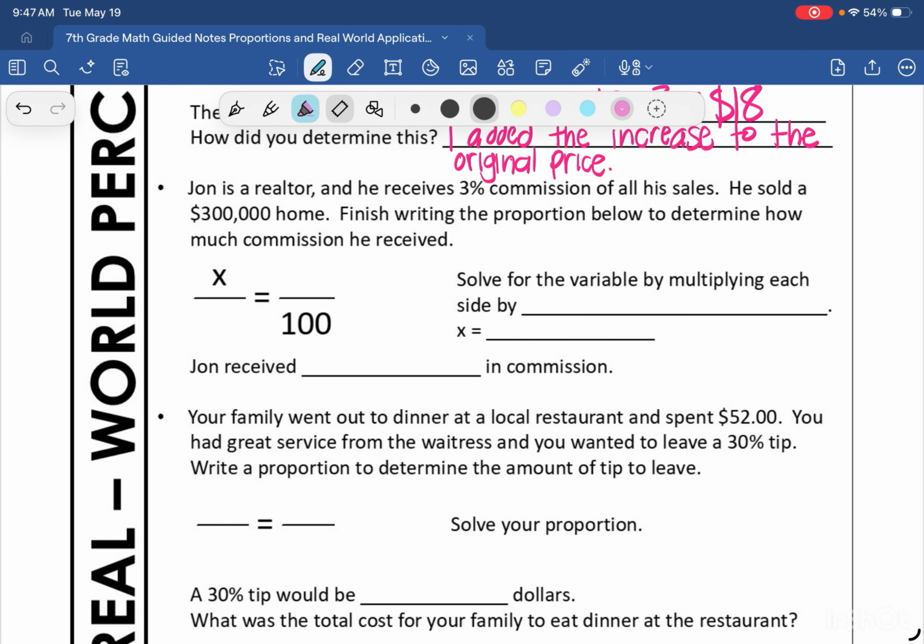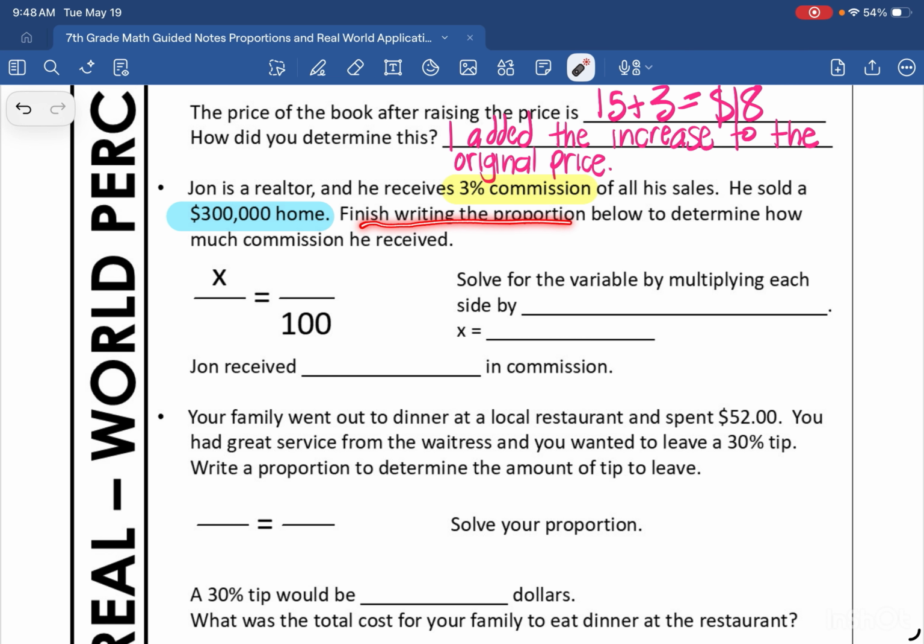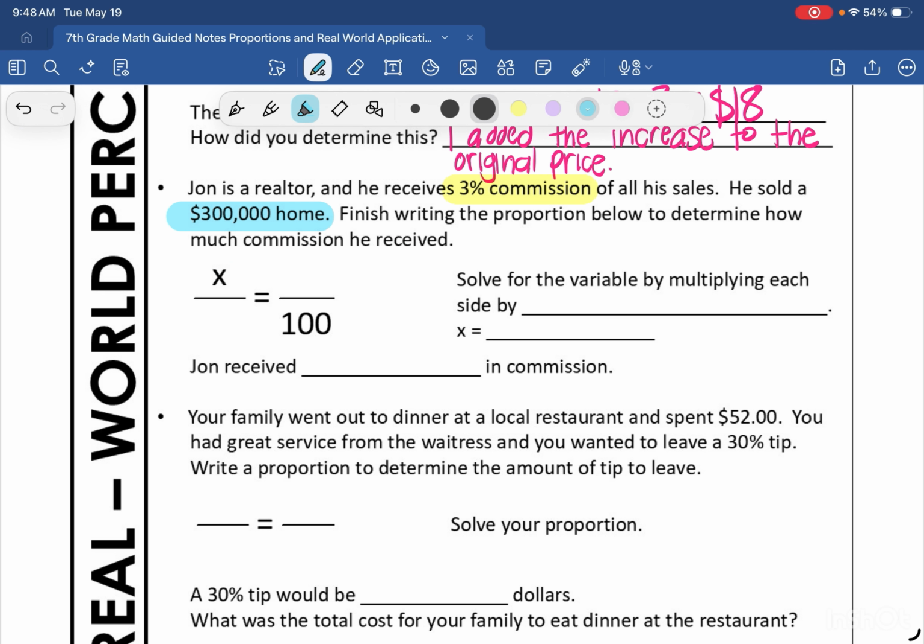It says John is a realtor, and he receives 3% commission of all his sales. He sold a $300,000 home. Finish writing the proportion below to determine how much commission he received. Okay, so again on my right hand, it already has it set up that this is going to be my percent. And then here on the left side is going to be my price or my cost here, my dollar amount.